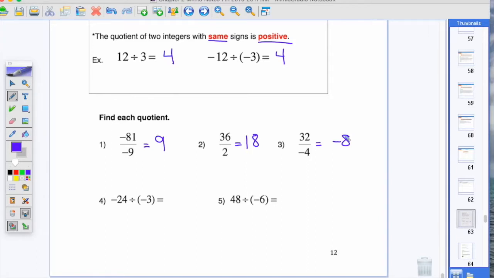Number 4, we have negative 24 divided by a negative 3. They're the same signs, so your answer is going to be a positive 8, or there's an even amount of negatives, so it's still positive. Number 5, we have 48 divided by a negative 6. They're different signs. Different signs give you a negative answer, and 48 divided by 6 gives you negative 8.